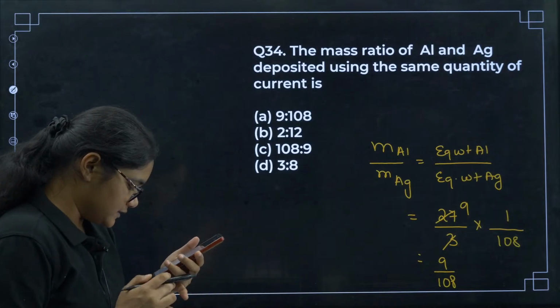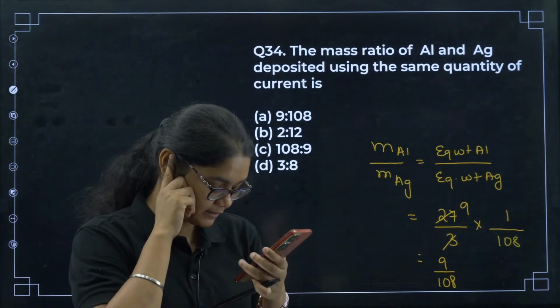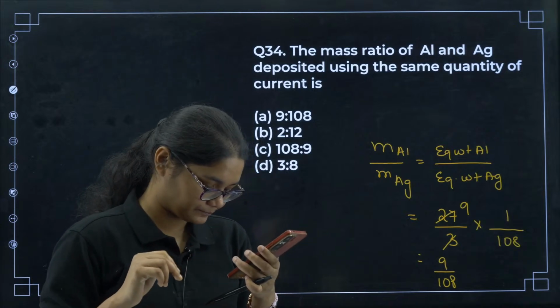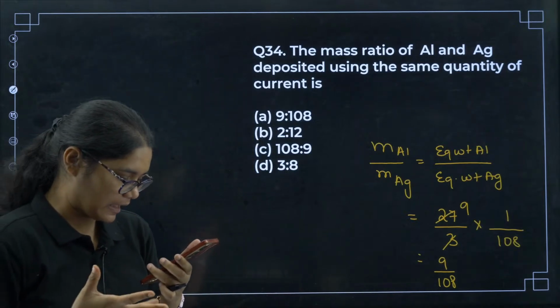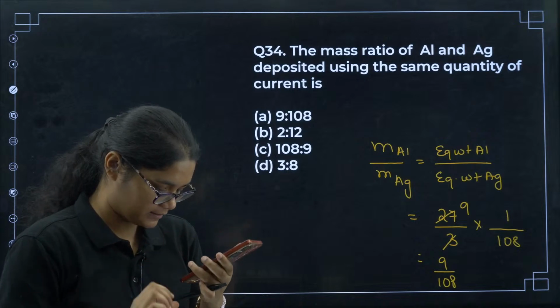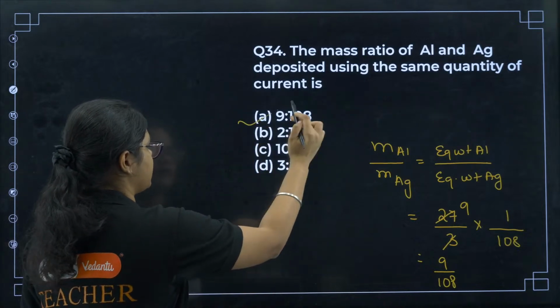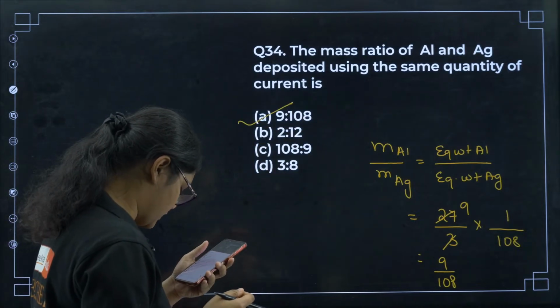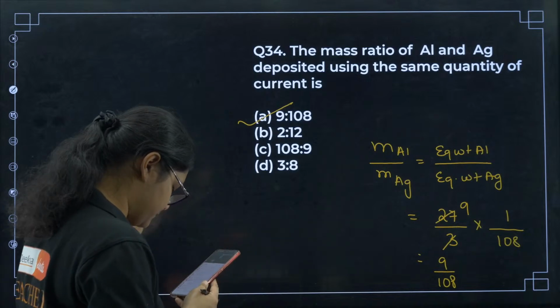33B is the correct answer, Chandan. 34 I have already solved. Can you tell me the answer? 34A. Yes, Shagufta is correct here. A is the correct answer for the 34th question.